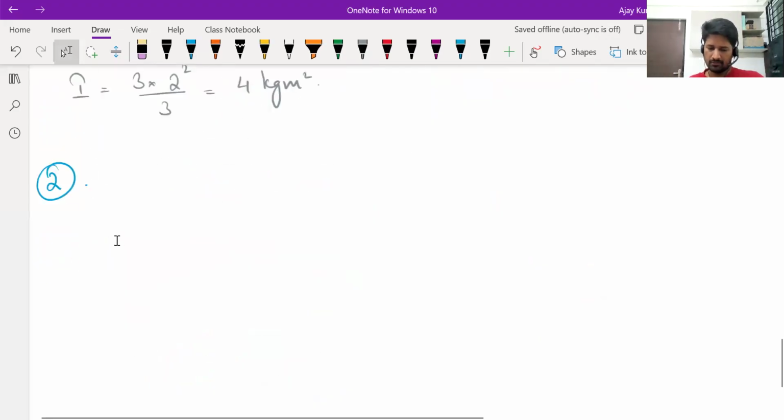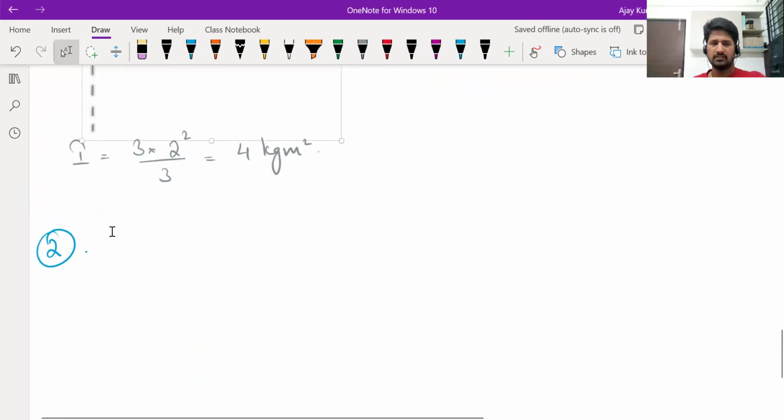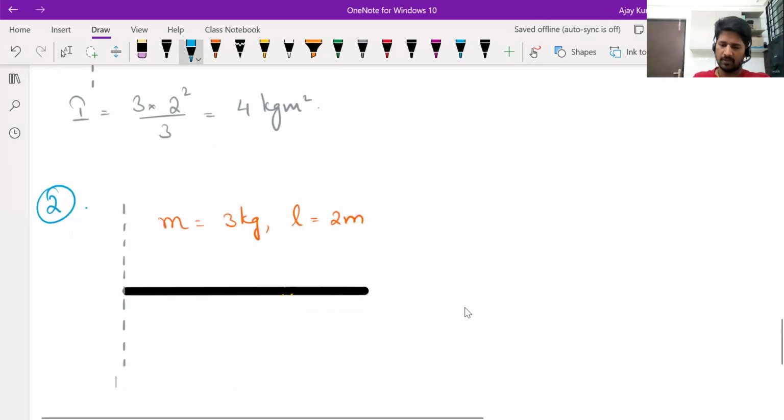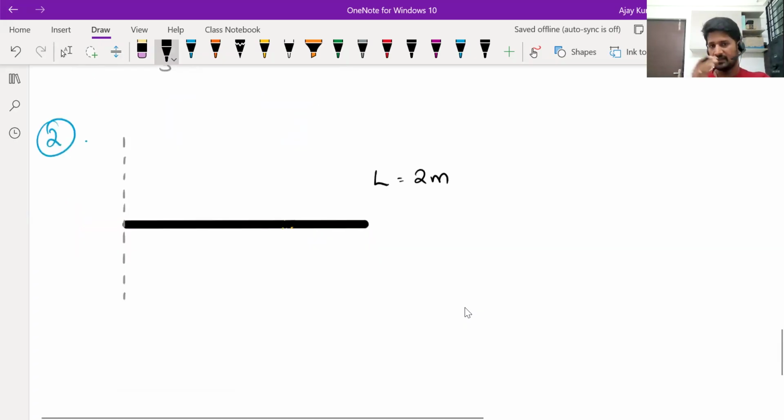Now try this, all of you. For a uniform rod, it is ml square by 3. That is fine. Suppose you are given a non-uniform rod. You don't even know its total mass. Let's say the length is 2 meters, and the density varies from point to point. It's a non-uniform mass distribution. And how does density vary? Let's say density varies with the x coordinate as lambda is equal to 2x. What does that mean?